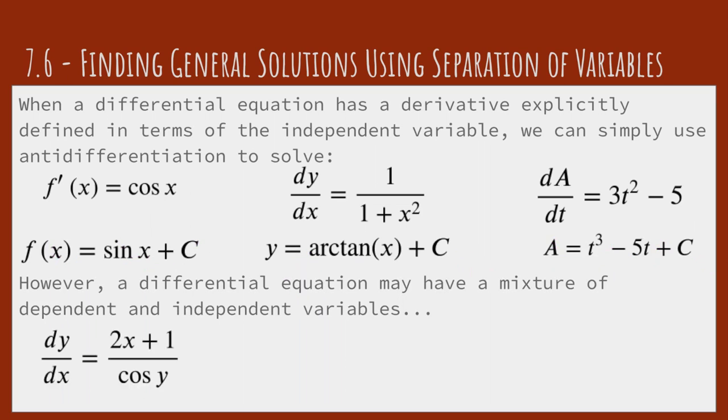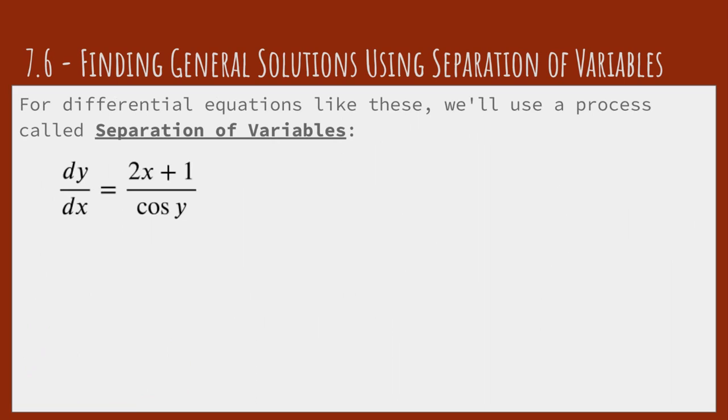However, we're going to start seeing problems where we're going to have x's and y's mixed together. This may look familiar. This is the sort of thing that happened when we took derivatives using implicit differentiation. We would get derivatives that had x's and y's mixed together. So when we do have this mixture, we're going to have to use a different process.